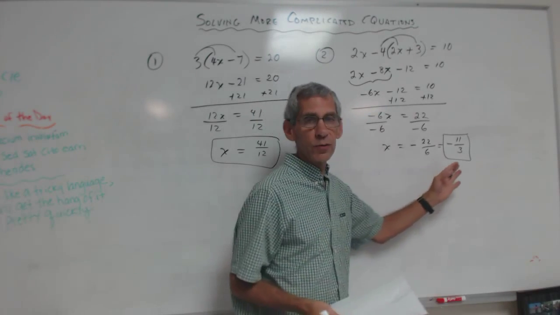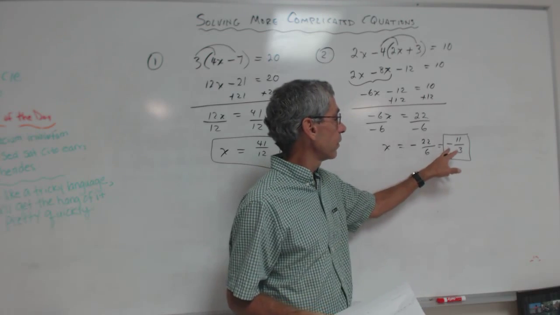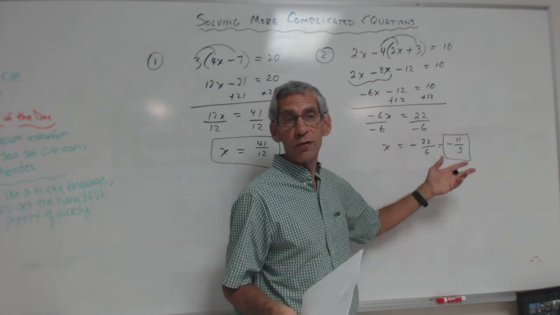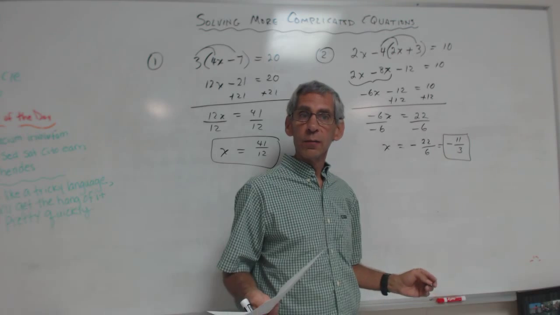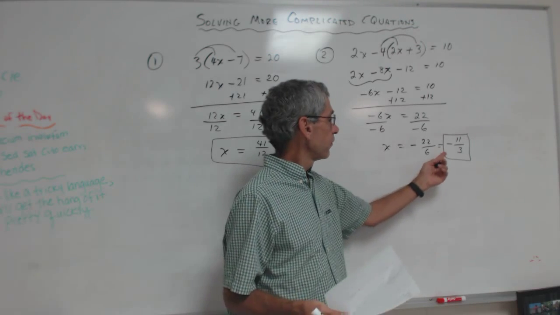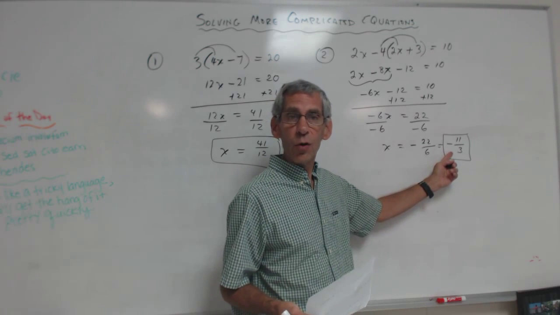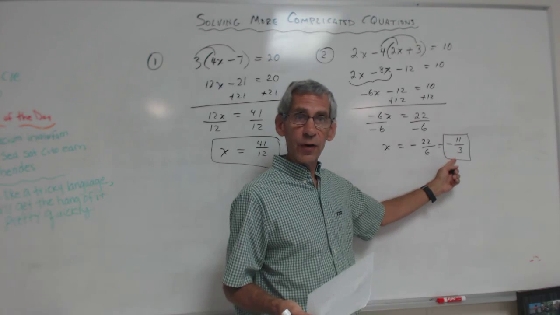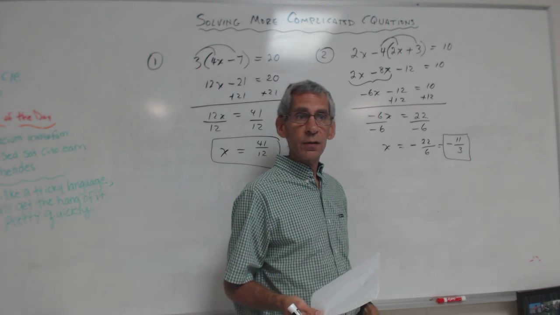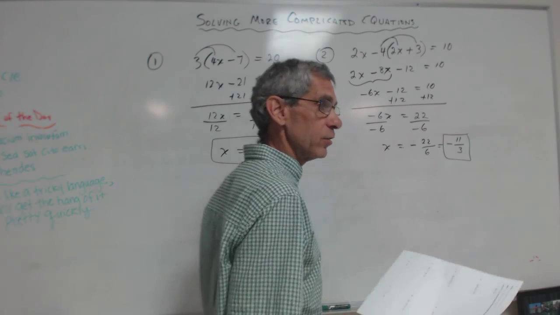Well, sometimes it'll work out beautifully. If it had been negative 12 thirds, it would have just been negative 4. You know what I mean? But if it doesn't simplify into a whole number, it's fine to leave it as a fraction. You don't have to go further. In algebra, often the fractions are more useful than other stuff.